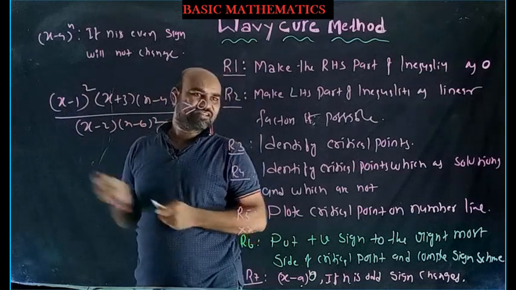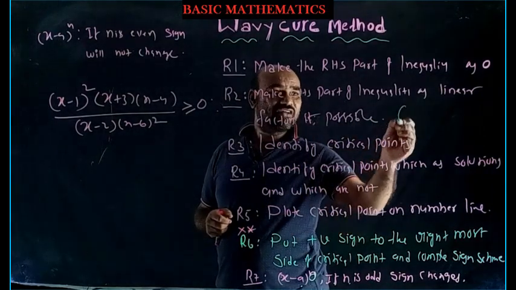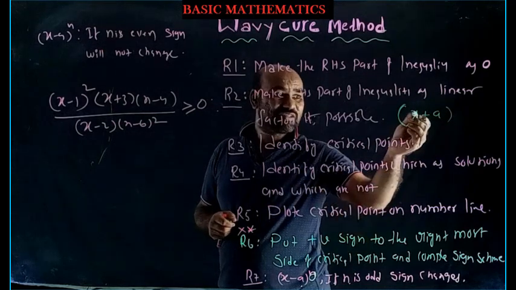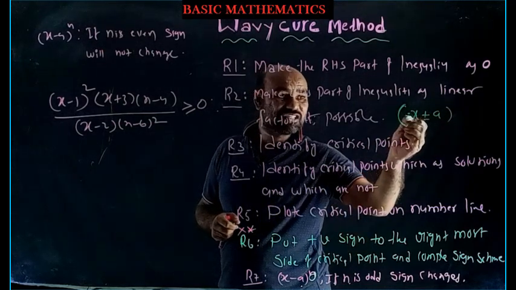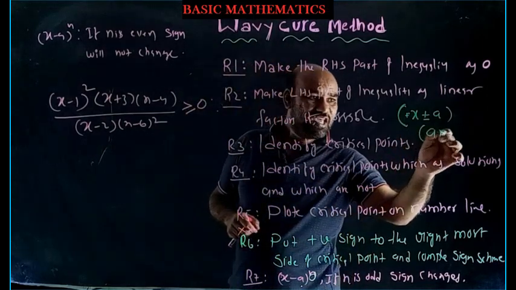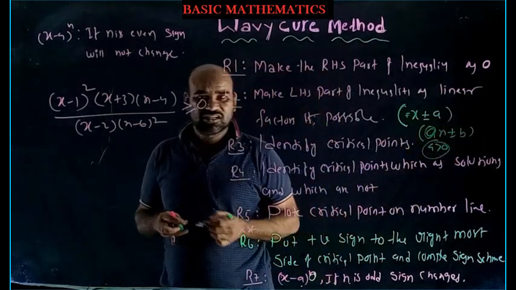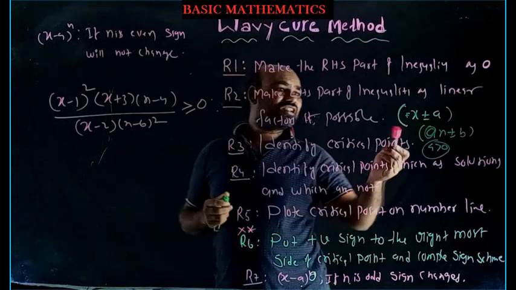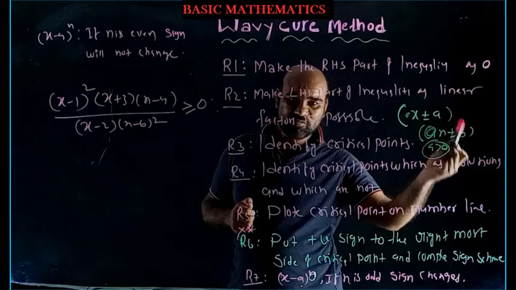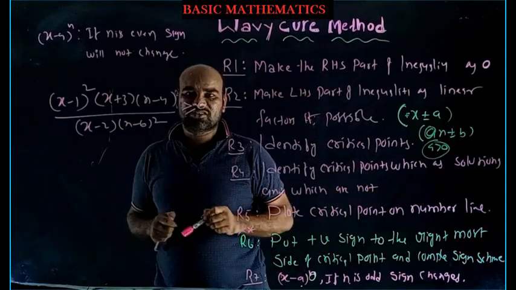One more important thing. Make the inequality's factors linear if possible, and all the factors should have the form x plus or minus a only. That means the coefficient of x should be positive. Important: all the linear factors should have the form ax plus or minus b, where a is greater than 0. I forgot to write this. If not, we need to change.